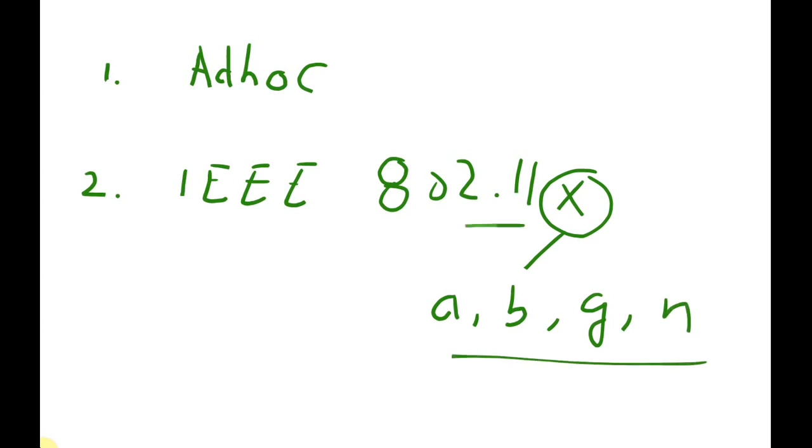We are going to discuss different flavors of 802.11 A, B, G, and N networks. And in the end, we will be discussing the security standards of IEEE 802.11 networks. So let's start our discussion of ad hoc networks.